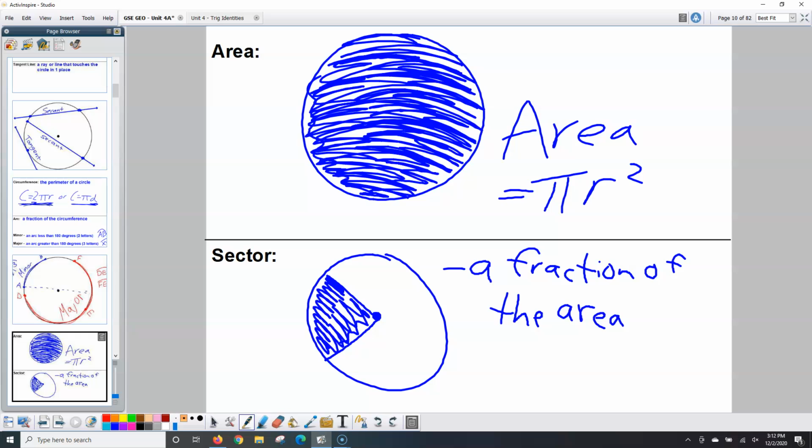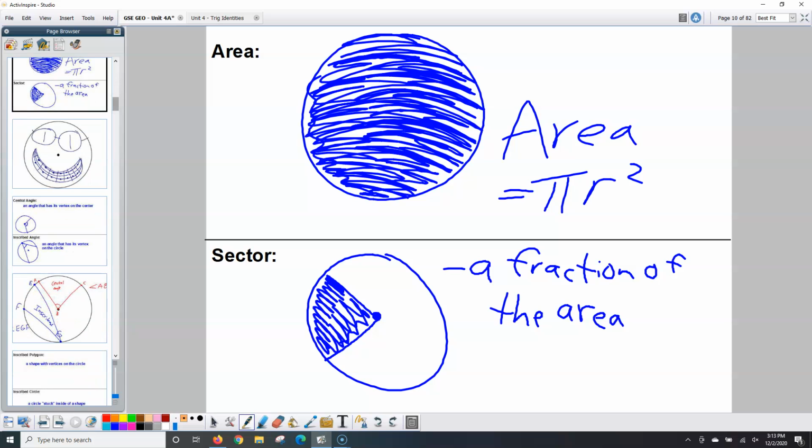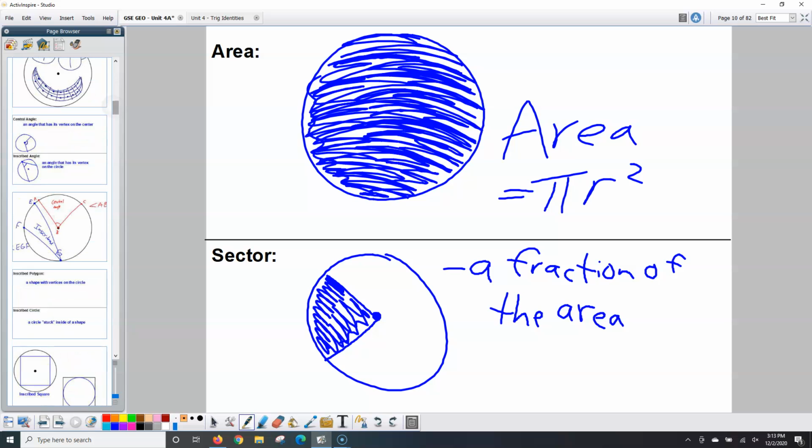A sector of the circle is a fraction of the area. So it's very similar to an arc to a circumference. An arc was a fraction of the circumference. A sector is a fraction of the area. So if the area is all the cheese and all the toppings on the whole pizza, then a sector would be all the cheese and all the toppings on a couple pieces of the pizza.